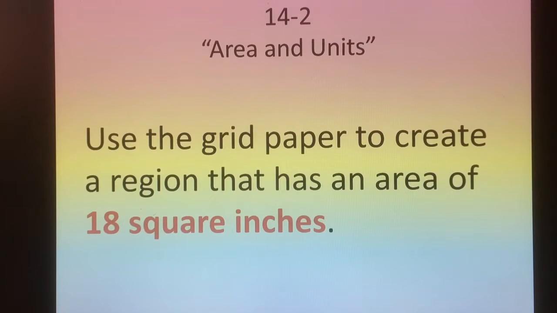We used that grid paper to create a region that has an area of 18 square inches. To do that, we just made a rectangle in which 18 of those squares were included. Because remember, an area is how much is inside. We're no longer measuring perimeter, which is measuring the edges of a shape, but now we're measuring how much is inside.